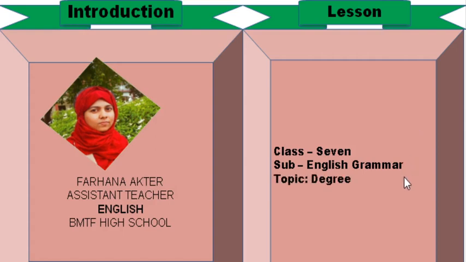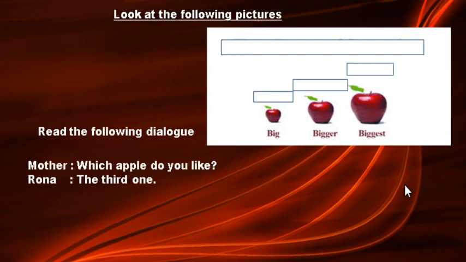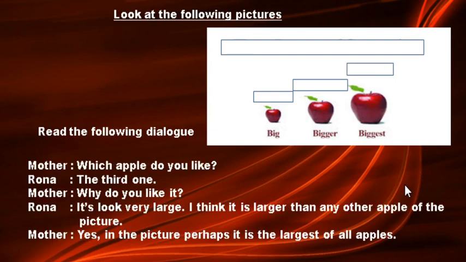Today we will learn from your English second paper book, Grammar and Composition, and our today's topic is degree. Let's move on. Let's see the picture here, and along with that picture, let's read the dialogue. Here there is a dialogue between a mom and her son.